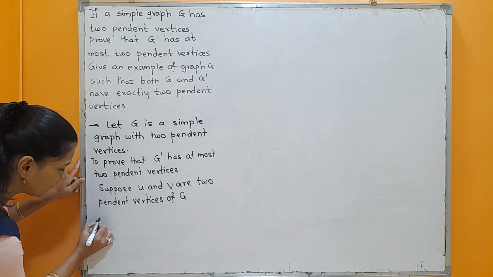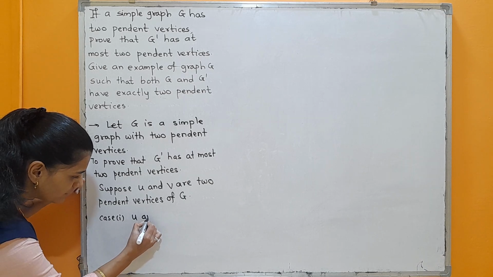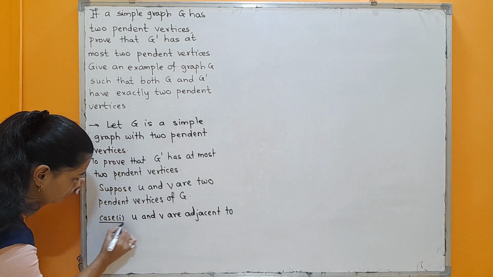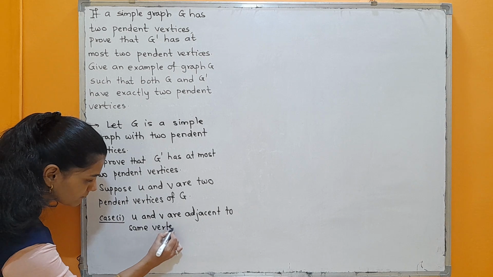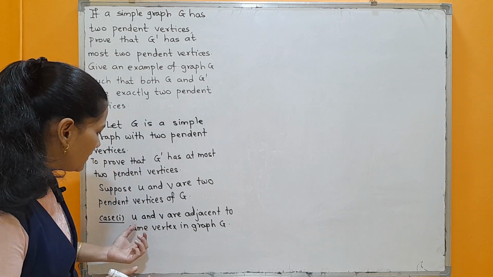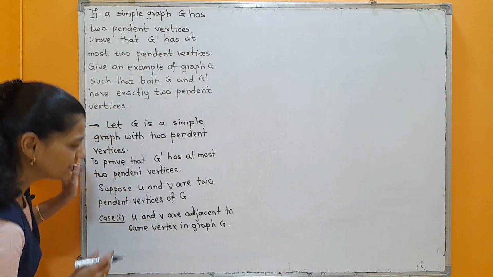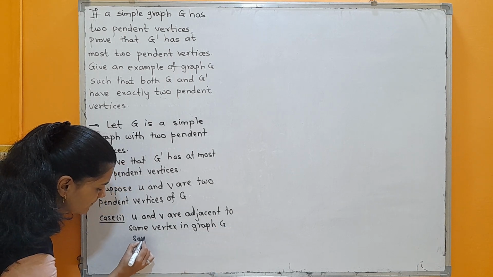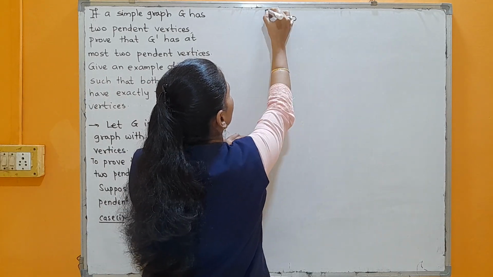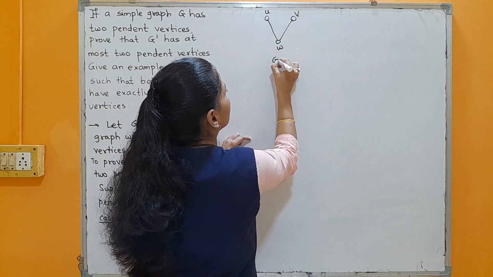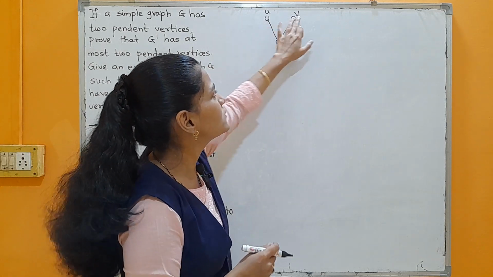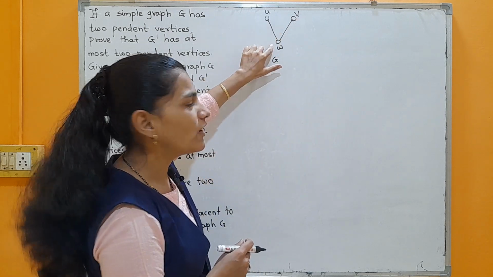So case 1 is U and V are adjacent to the same vertex in graph G. So I am drawing a graph representing U and V adjacent to the same vertex in graph G. Suppose this vertex is W. Then I am drawing graph U, V and W. This representation is from graph G. So there are two pendant vertices U and V in graph G, which are adjacent to vertex W in G.